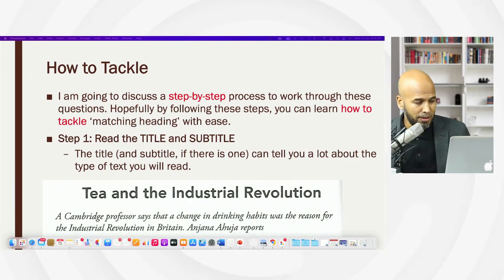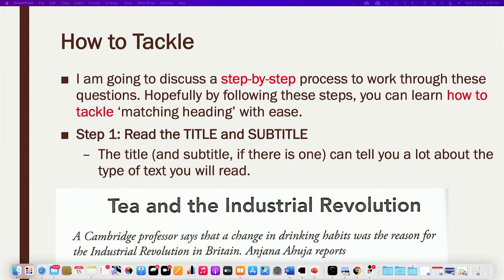Now read the subheading. The subheading says, a Cambridge professor says that a change in drinking habits was the reason for the Industrial Revolution in Britain. A Cambridge professor says that a change in drinking habits was the reason. What the hell?